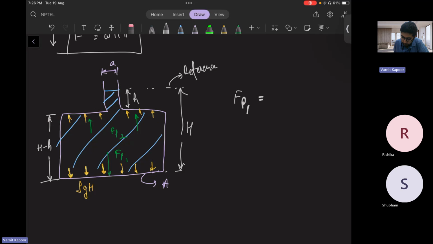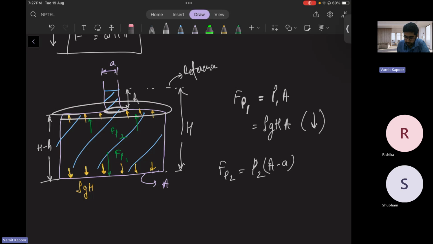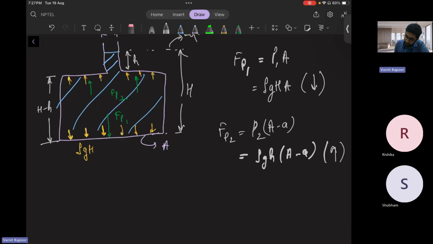So what will be Fp1? Pressure force at 1 is pressure at 1 into area. Pressure at 1 is nothing but rho g capital H, into area A, which is acting downwards. What is pressure at 2? Pressure force at 2 is pressure at 2 into area, which is capital A minus small a. So this whole minus this is your area. Pressure at 2 is rho g small h as per hydrostatic, into A minus a, and this is acting upwards. When pressure is acting upwards, we say it is negative, and downward it is positive.